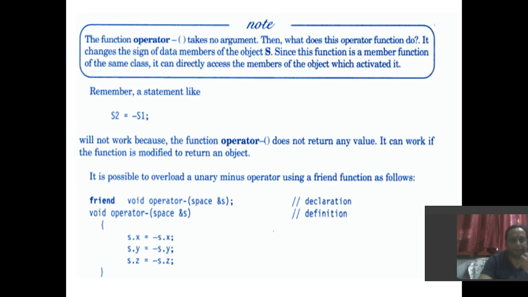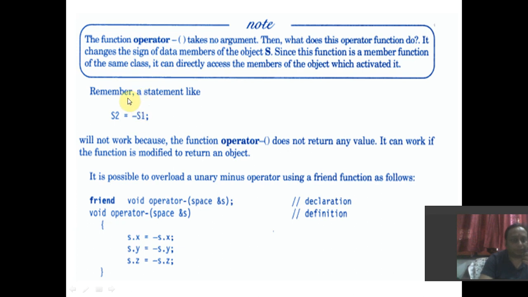After that, here are some notes which I have made to explain. The function operator minus takes no argument, as I have earlier discussed in the program. Then what does the operator function do? It changes the sign of the data members of the object. Means it will change the sign to minus 10, minus 20, minus 30 and so on for any number of variables. If there are 3 variables, then the values of all 3 variables will be changed with the minus sign.